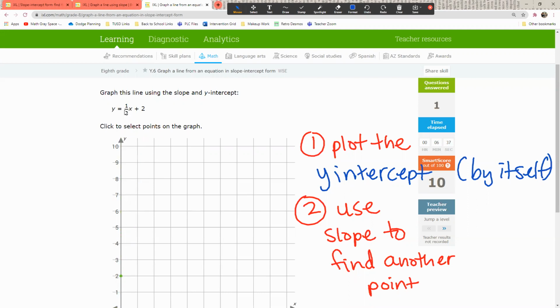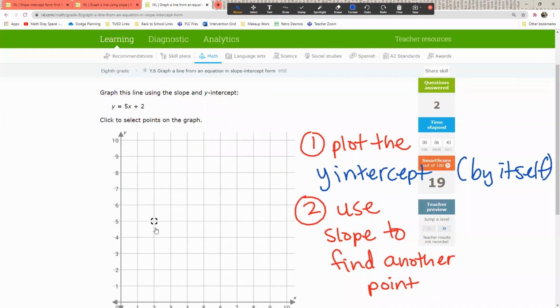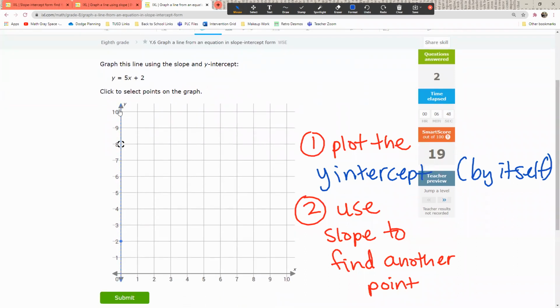And then the slope tells me to go up 1 over 2. Up 1 over 2. This one, the number by itself is 2. So again, it starts at 2. And then the number in front is 5. So that's 5 over 1, right? The slope is going to be a fraction. So I'm going to go up 1, 2, 3, 4, 5, and over 1.